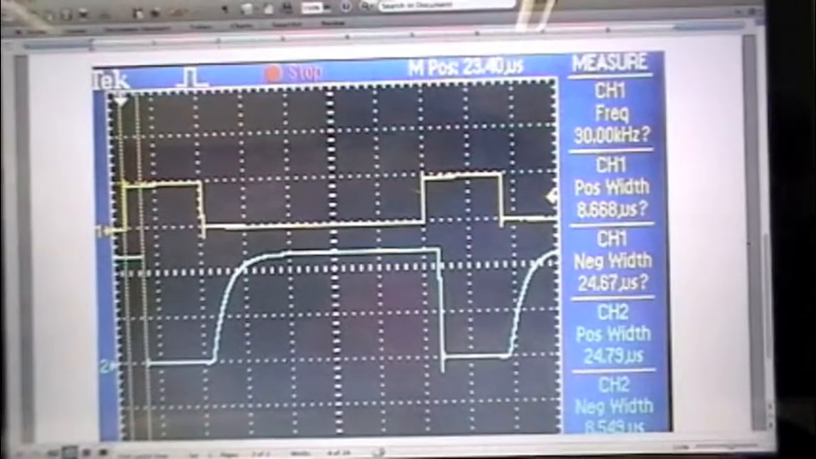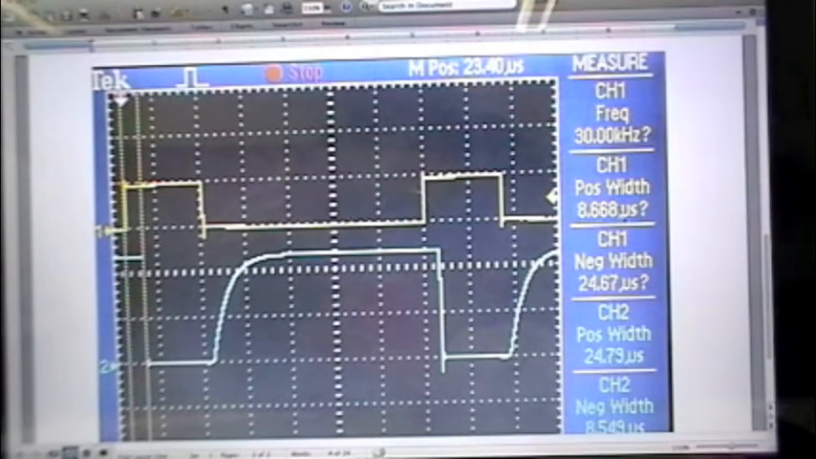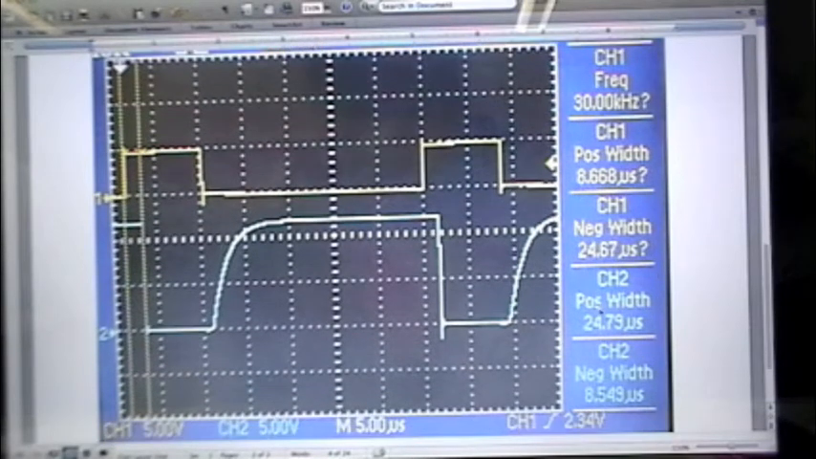From this graph you can see the specs here. We did achieve the 30 kilohertz, and then this would be your 25% on time, your 75% off time, and then as you can see the optocoupler has the opposite of that. That's what's actually driving the transistor.